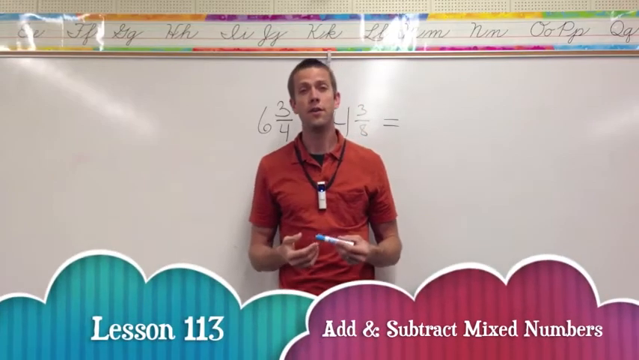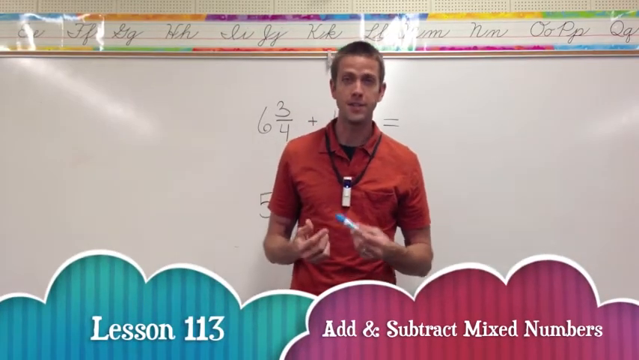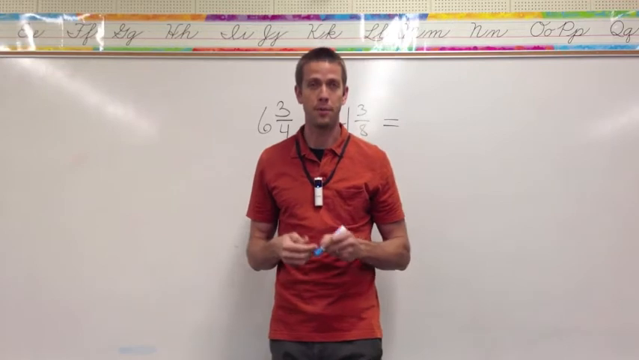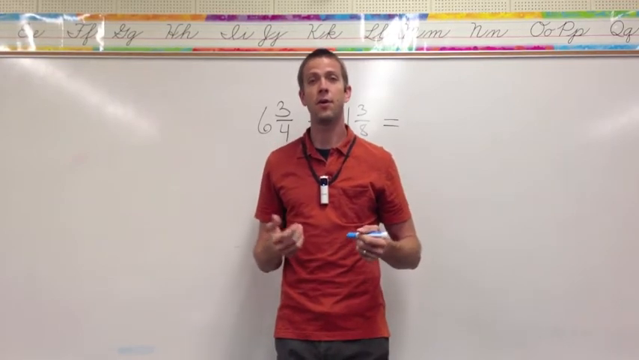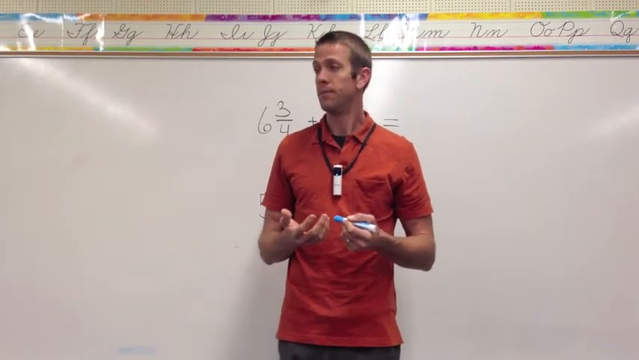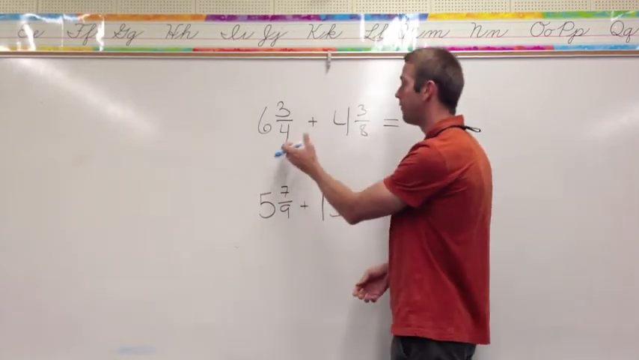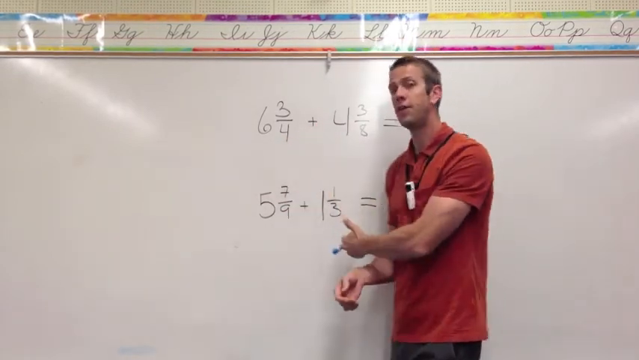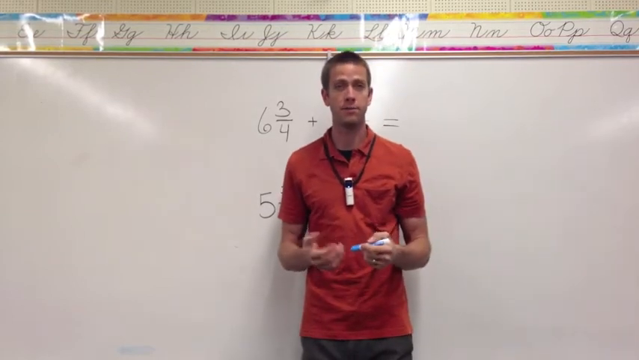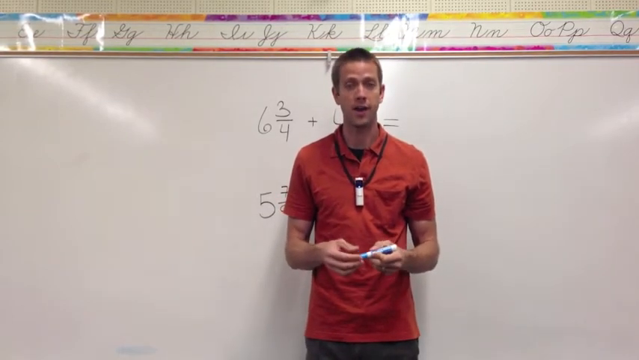Welcome to lesson 113, adding and subtracting mixed numbers with unlike denominators. Today's lesson you're going to run into a few issues. For one, unlike denominators can't be added. You do not add fourths and eighths or ninths and thirds. You have to convert them so that their denominators are the same.